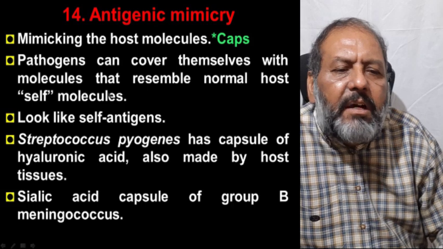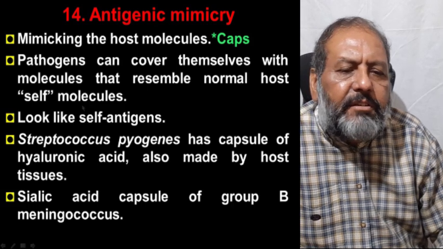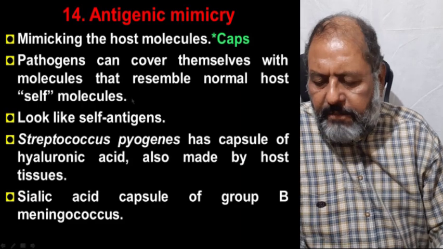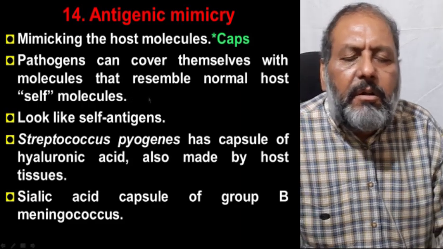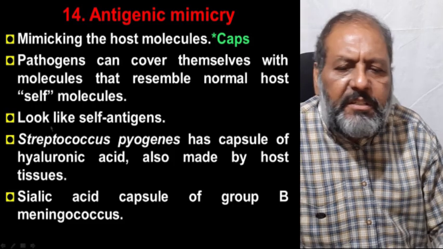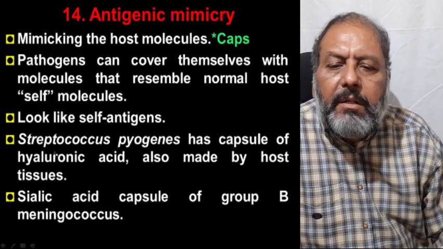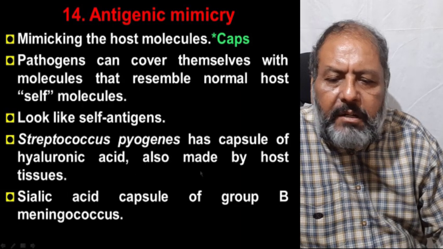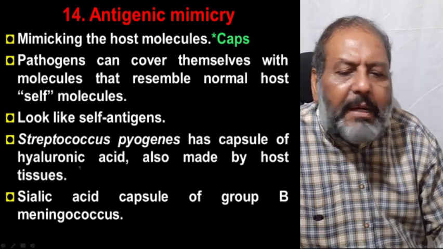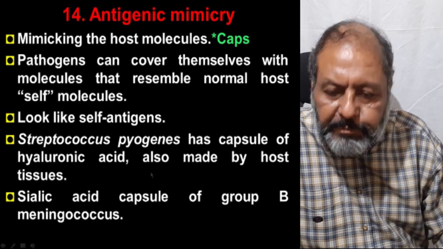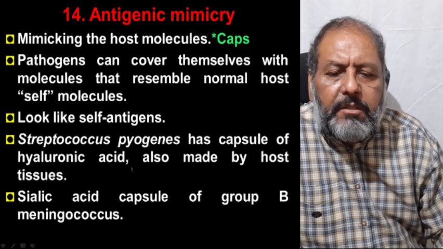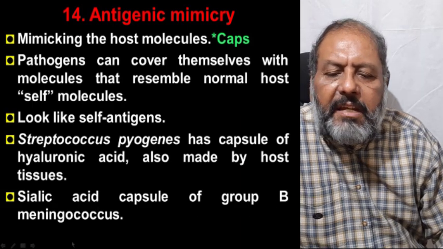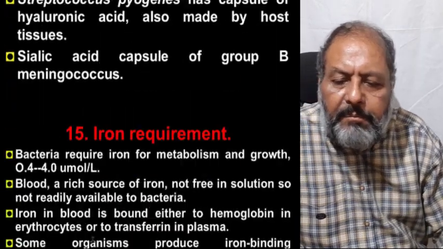Pathogen can cover themselves with molecules that resemble normal host or the self molecule, which the body's macrophages are not going to kill. Look like the self antigen. Streptococcus pyogenes has a capsule of the hyaluronic acid also made by the host tissue. So the macrophage just think that it is the hyaluronic acid of the normal body tissue. Sialic acid capsule of the group B meningococcus.